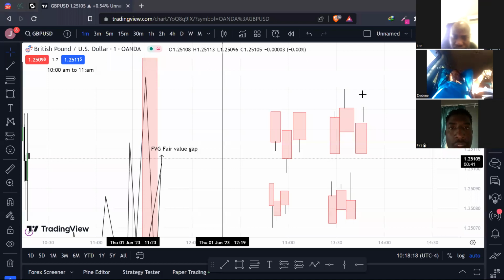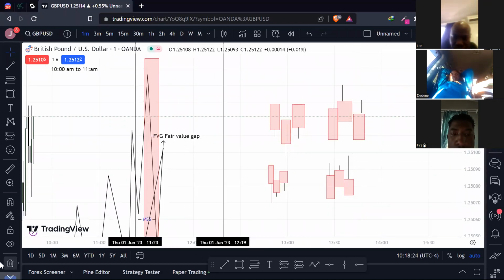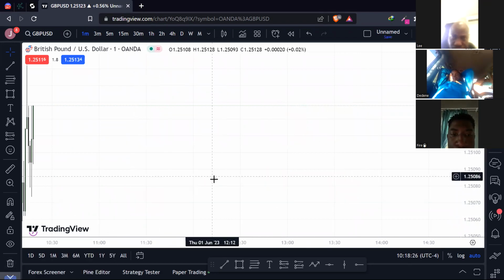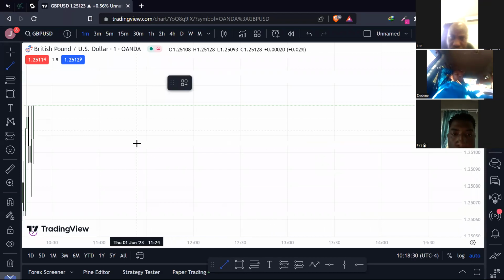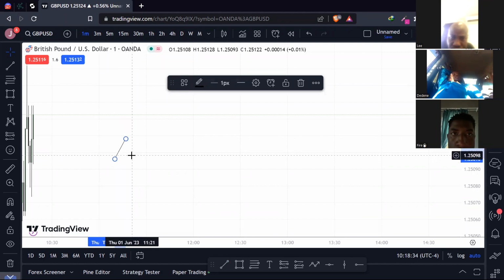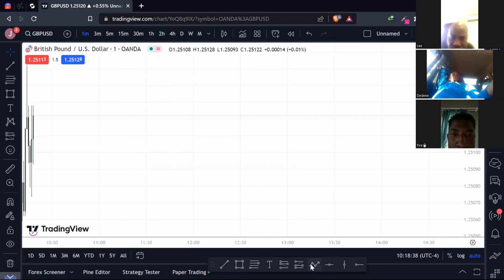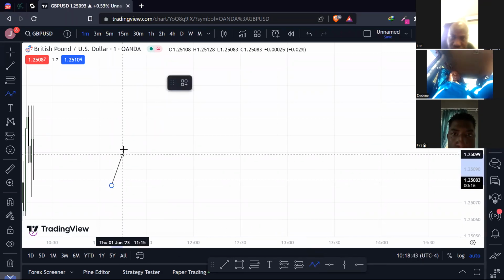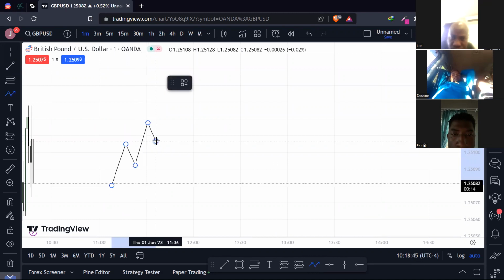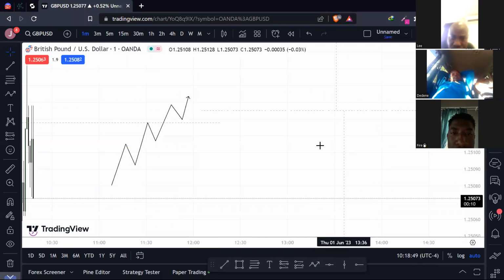All right, so let's remove all these things. The thing is, how this swing high and swing low forms is like this. There's a higher high, higher low, higher high, higher low, and all this is just noise. Don't worry about all this.